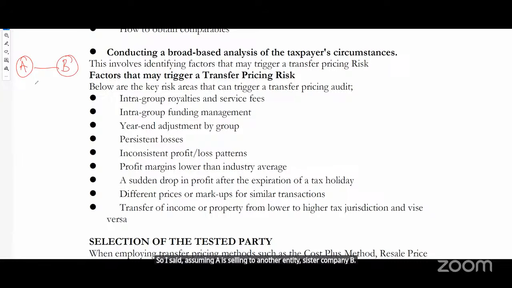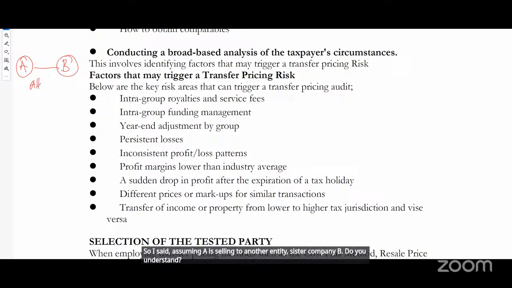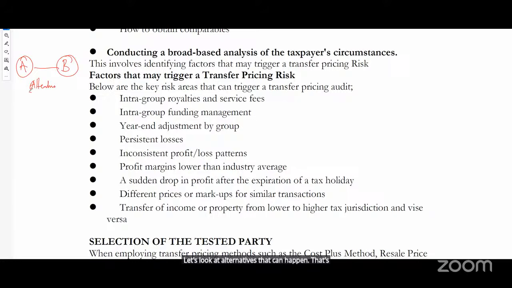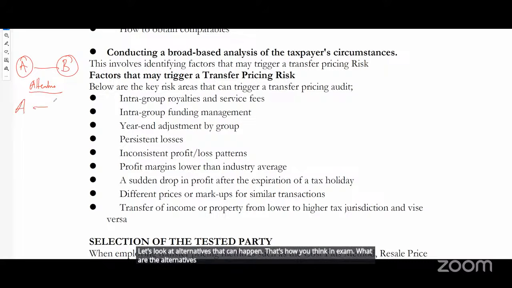Do you understand? Let's look at alternatives that can happen. That's how you think in the exam. What are the alternatives? A can also sell to third parties. True or false?